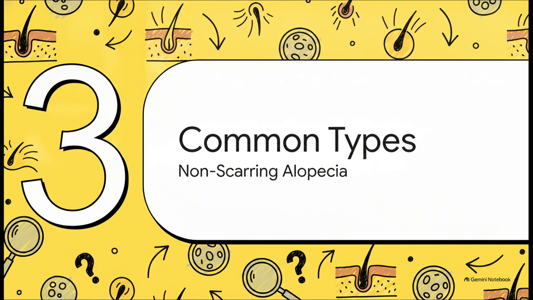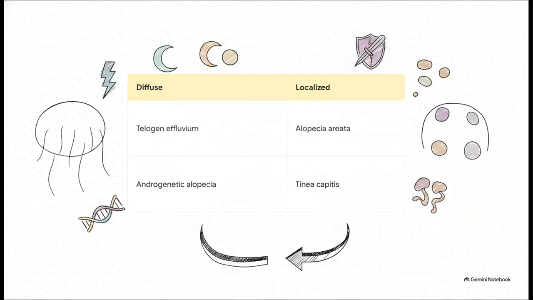All right, Section 3, common types and etiology of non-scarring alopecia. So, now that we've established our main categories, let's round up the usual suspects behind non-scarring hair loss. We can cleanly slice this into 2 distinct visual presentations, diffuse and localized. Diffuse conditions thin the hair out fairly evenly across the entire scalp. This includes things like Telogen effluvium and androgenetic alopecia, which are typically triggered by systemic stress, hormones, or genetics.